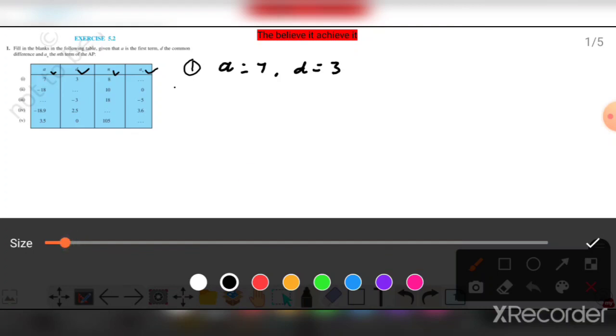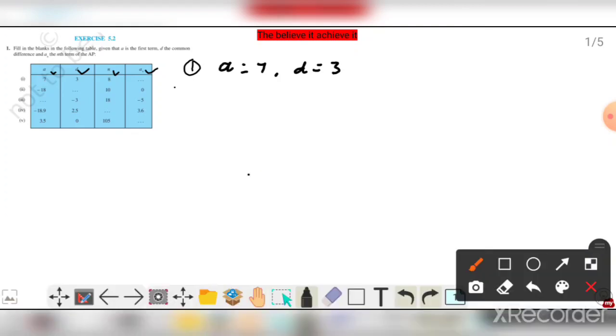In the very first question, one table has been given. In that table, the first term A is given, the common difference is given, and the nth term of the AP. So in question 1, part 1, A is 7, D is 3 and n is 8. We have to find out An.